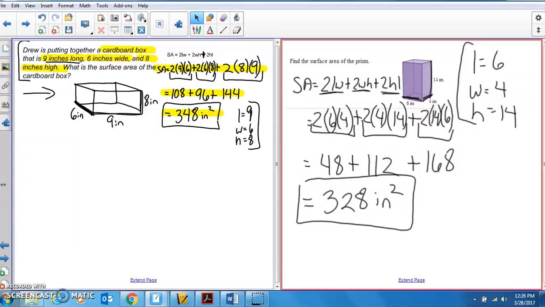Alright, so all it is is just figuring out your length, width, and height for a cube or a rectangular prism, substituting the information in, multiplying, and then adding the components together to get your answer.